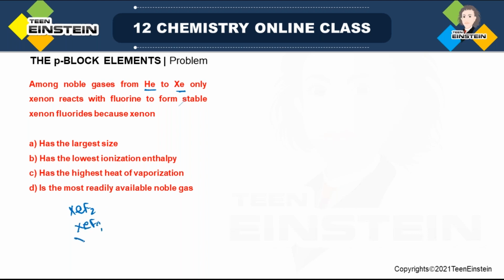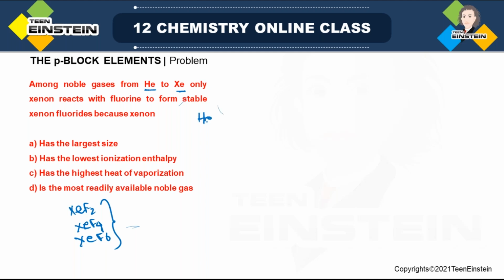XeF2, XeF4, then XeF6. But the question is why xenon is the only element for which you can see a variety of compounds. Why not other elements? What is the reason behind it? That we have to find. There are 4 different reasons given in options A, B, C, D. The first reason: it has the largest size.